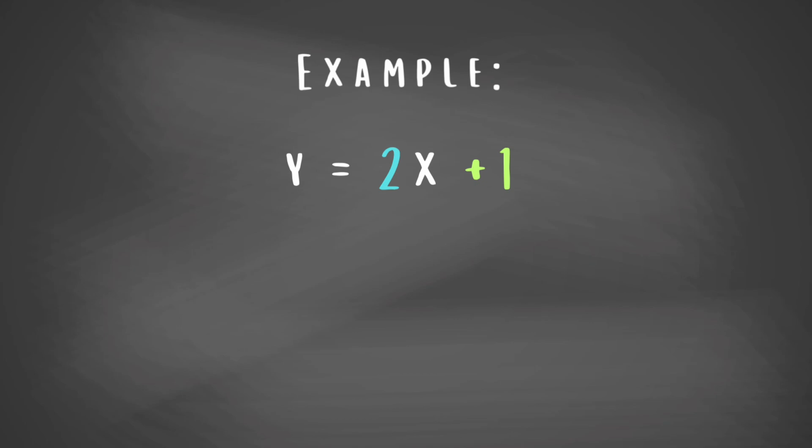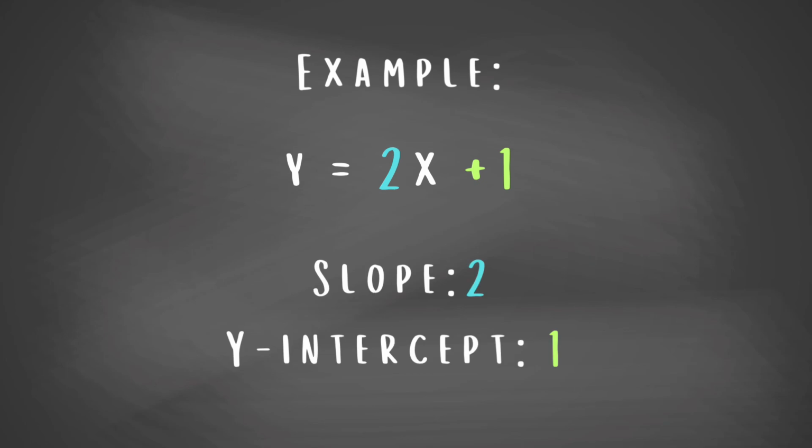Let's look at this example of this linear function. Y equals 2x plus 1. We can tell by looking at it that our slope is 2 and our y-intercept is 1.